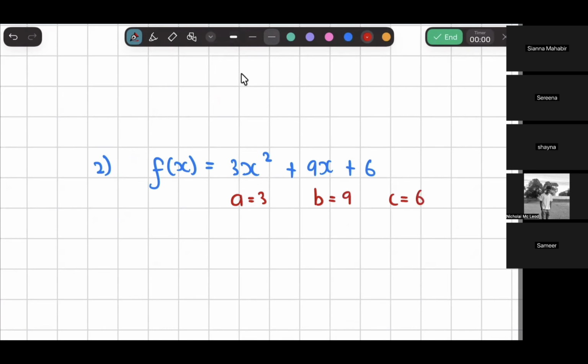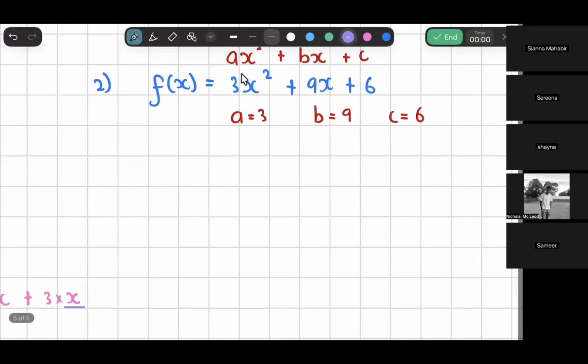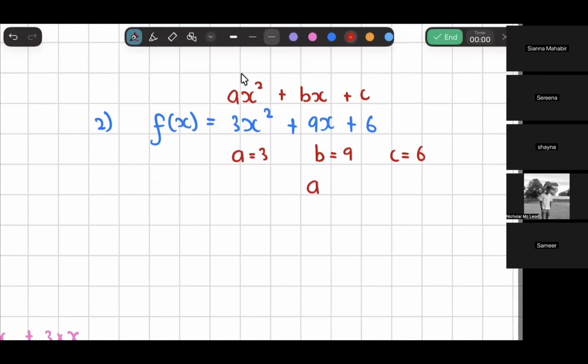If there's anybody in class that's confused, this is in the form of a quadratic. A quadratic has the form ax squared plus bx plus c. So if we compare it directly, a is 3, b is 9, and c is 6. Awesome. Now, in the AC method, you're going to multiply the a term by the c term. So tell me, Amira, what is a? 3. What is the c term? 6. What's 3 by 6?